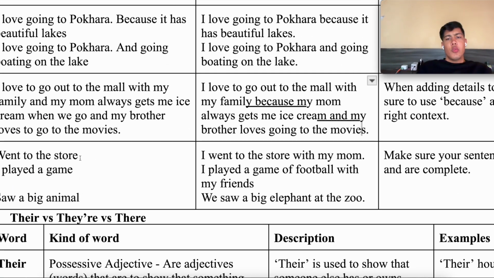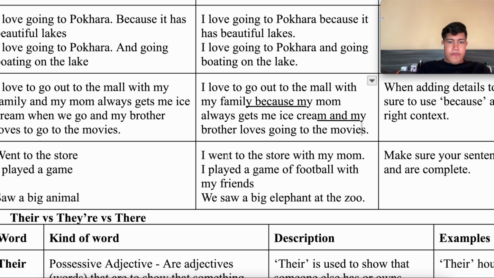"Went to the store." Who went to the store? "I went to the store with my mom." Or you could say, "I went to the store because I needed to buy fruits," or because I needed to buy video games, or because I needed to buy a ball, or whatever. But you need to include an idea or a subject for your sentence to be a real sentence.